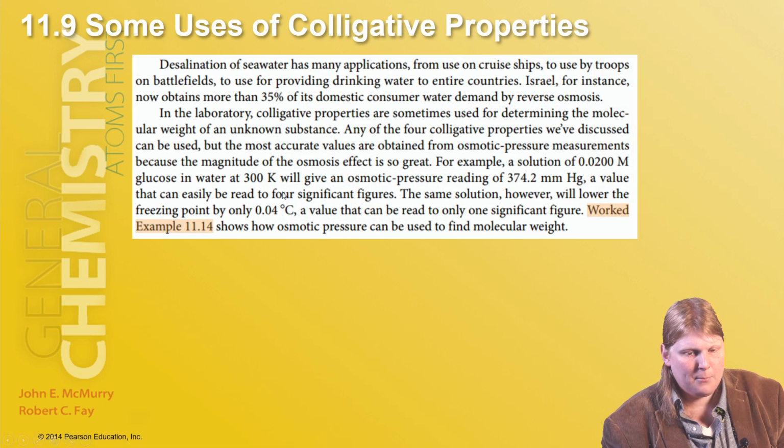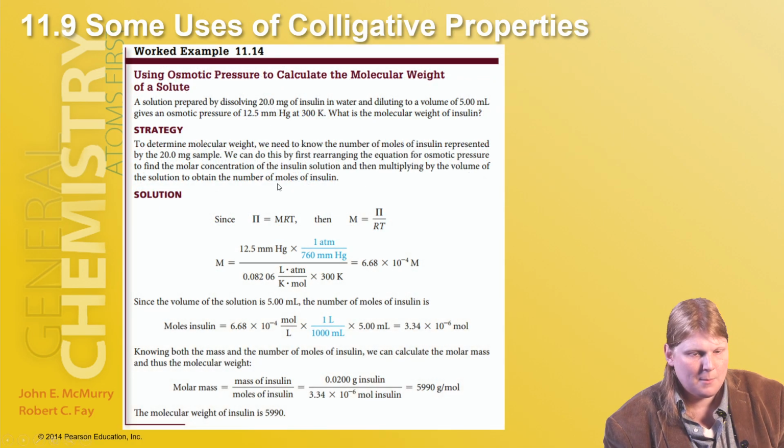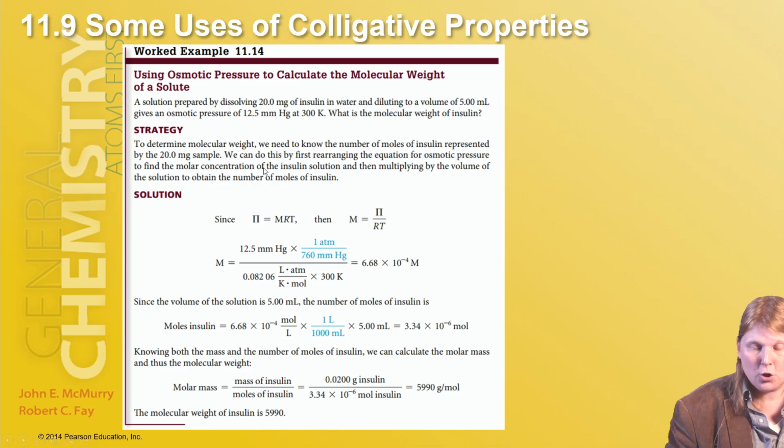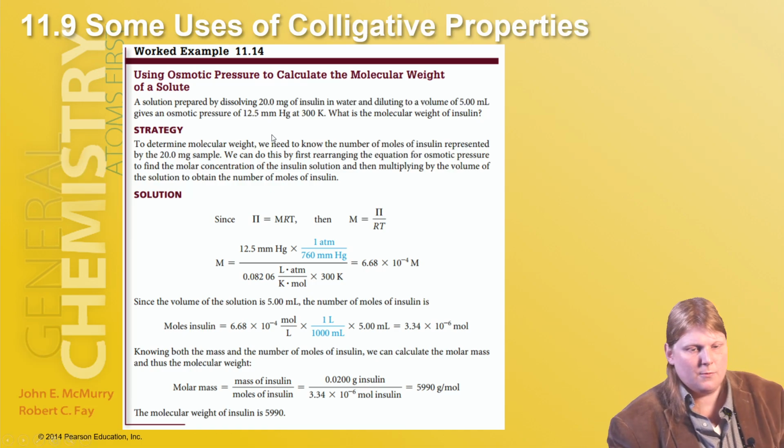Desalination, as an example, they say here a solution of this glucose will give an osmotic pressure, a value that can be read to 4 significant figures. The same solution, however, will only lower the freezing point by 0.04 degrees Celsius, a value that can be read to only 1. Osmotic pressure can be used to find molecular weight or molar mass. These are the same terminology. Remember that sometimes these books will use different terms for the same thing. They mean slightly different things, but for our purposes, we're really not going to worry about those internal distinctions.